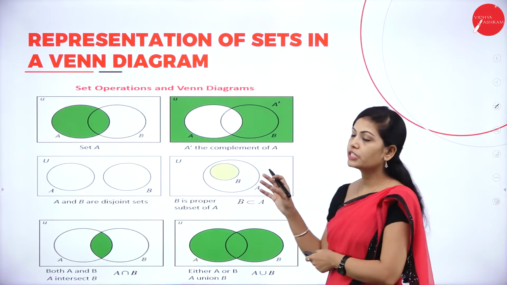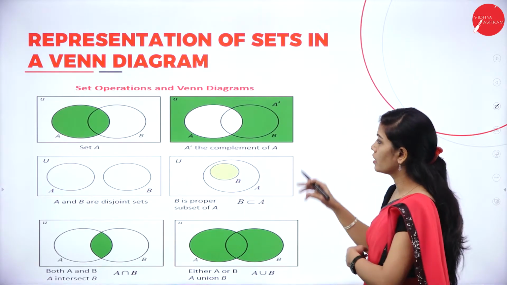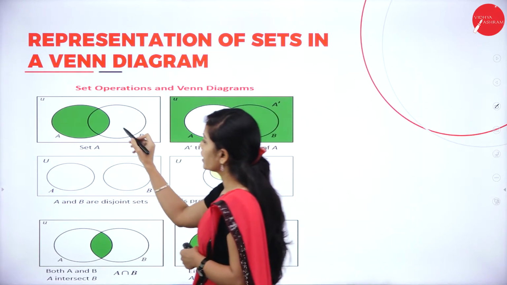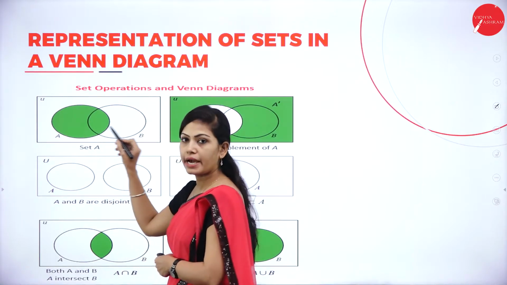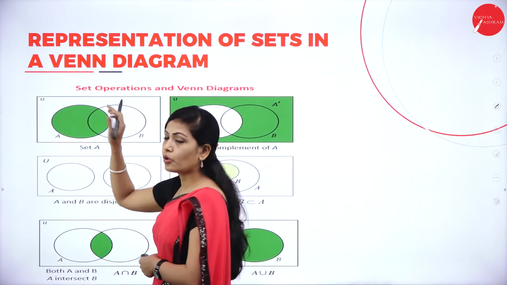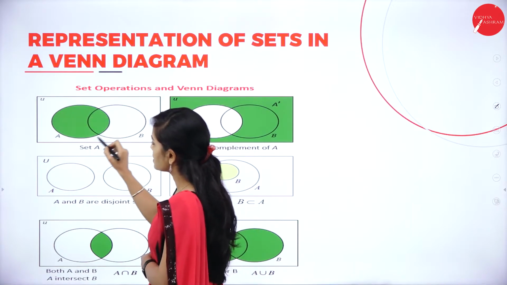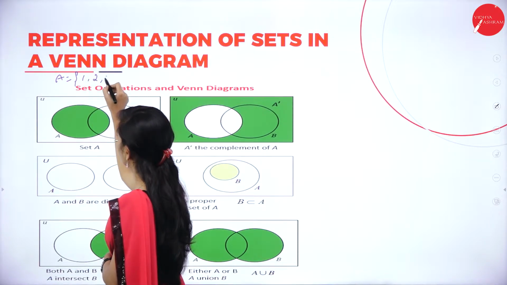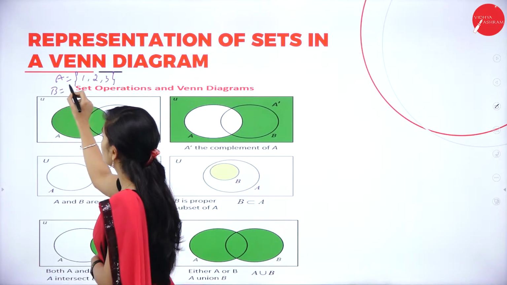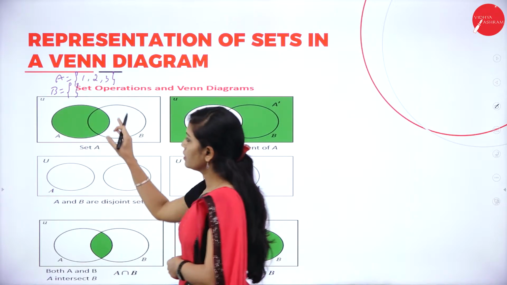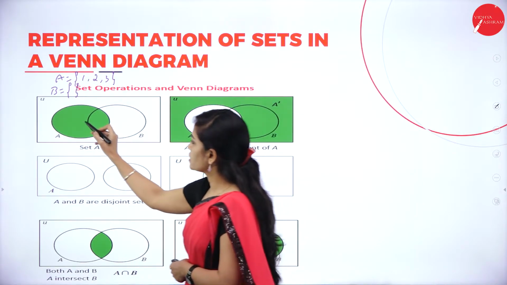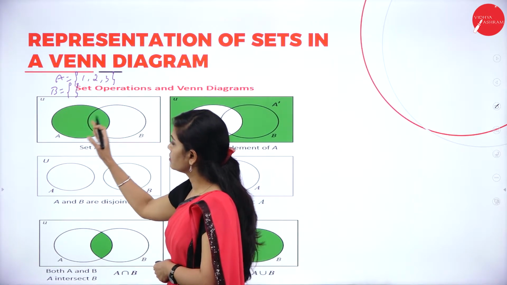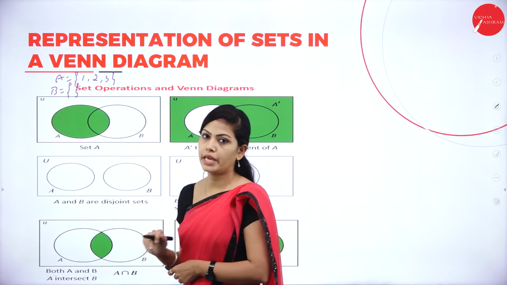Next is the representation of sets using set operations. Examples: how will you represent the set A? Here I have two sets, set A and set B. If you want to mention only one set, this is set A. Example: A is equal to {1, 2, 3}, B is equal to the null set. So you can use this diagram. This is set A and set B. There is no element in set B, so you shade only the set A area.